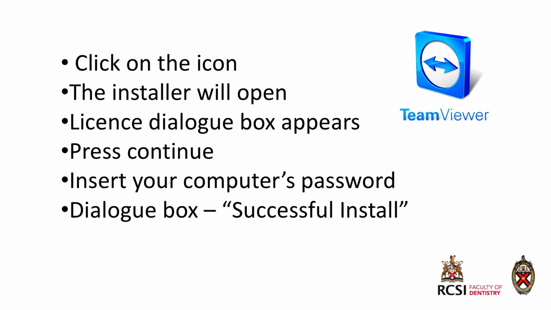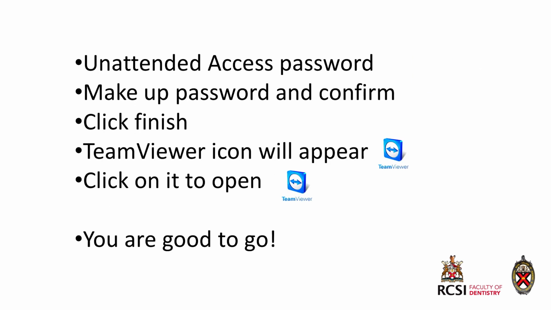The installer will open, a license dialog box appears, press Continue. Insert your computer's password. That's the password that you put in every time you open your computer. The dialog box will appear. It'll say Successful Install. Then you'll be asked for an unattended access password. This is one that you make up. You make up the password yourself, and then you confirm it by putting it in a second time. Then click Finish. The TeamViewer icon will appear. Just click on it to open. And there, you're good to go.